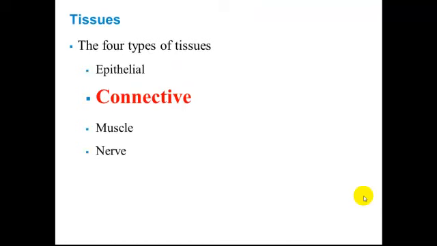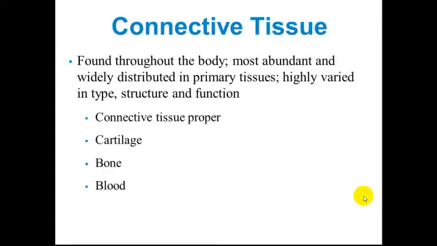Now that we have concluded our discussion of epithelial tissue, let us move on to our next type of tissue, which is connective tissue. Connective tissue is going to be found throughout the body. It's the most abundant and widely distributed of the tissues, and it's the most complex in that we see the most variation in the type, the structure, and the function.